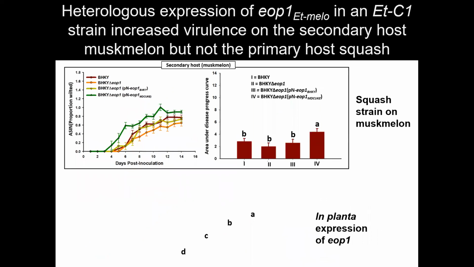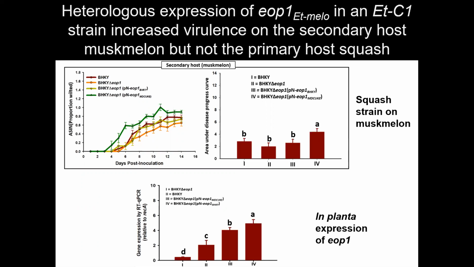However, when we heterologously expressed Eopt1 from a melon strain in a squash strain, it also did not alter the virulence on the primary host, but it increased the virulence on the secondary host, muskmelon. Remember that the squash strain induces lower wilt on muskmelon, but overexpressing the Eopt1 from a melon strain, which is the one that's number 4 here, actually increased the virulence compared to the wild type.